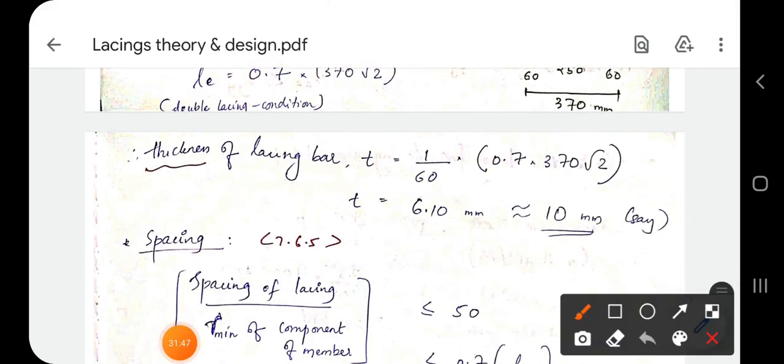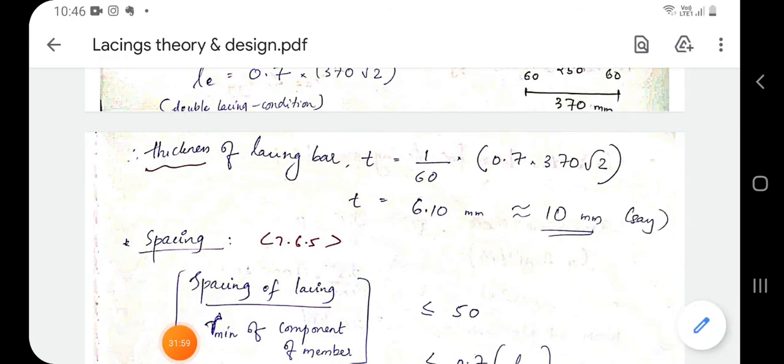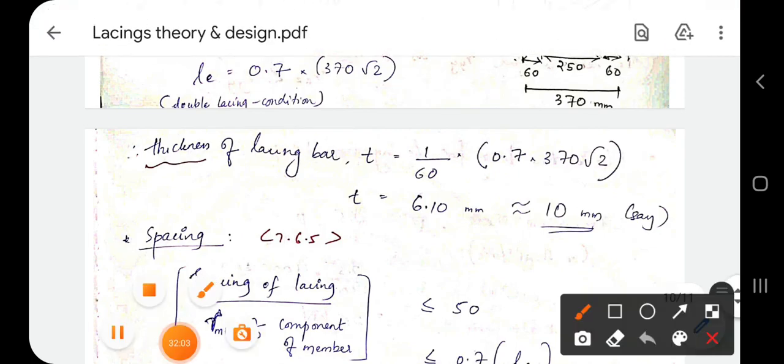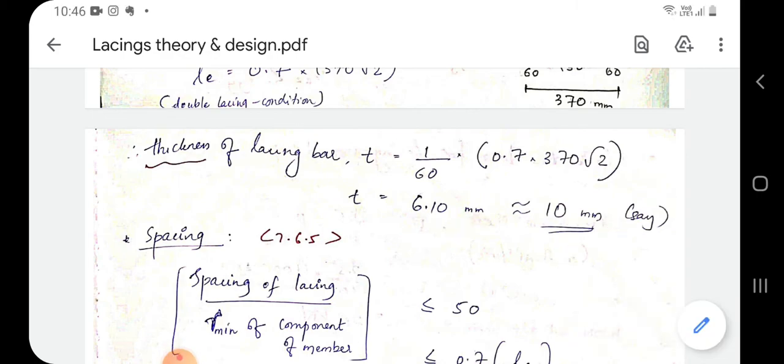Now the thickness of the lacing bar should be more than the minimum thickness, which is effective length by 60. So we will get it as 6.10 mm thickness, that is the minimum thickness. So we will provide more than that. We will provide 10 mm thickness.